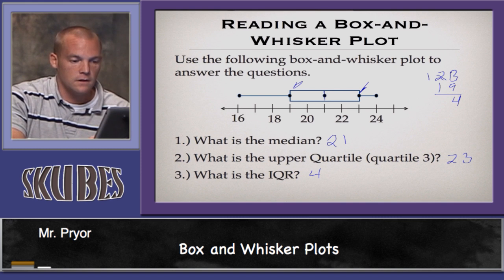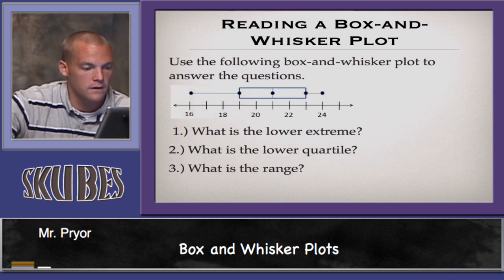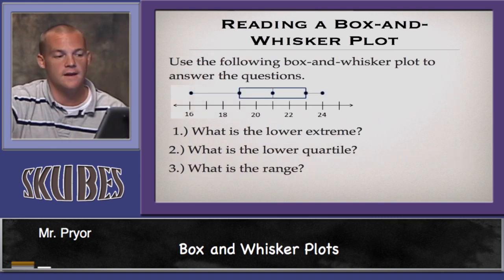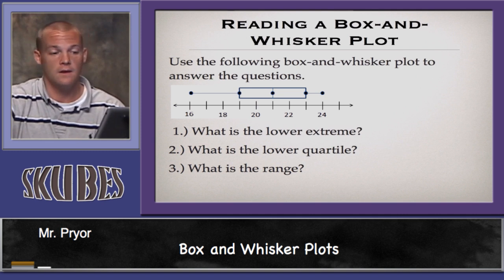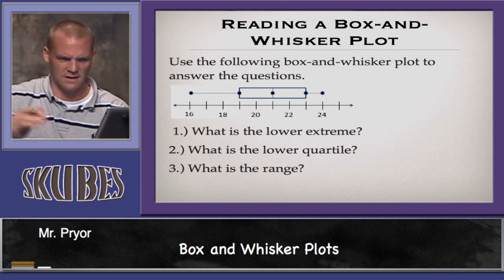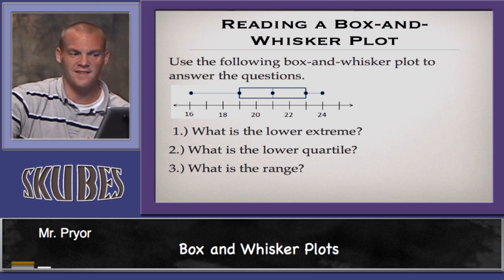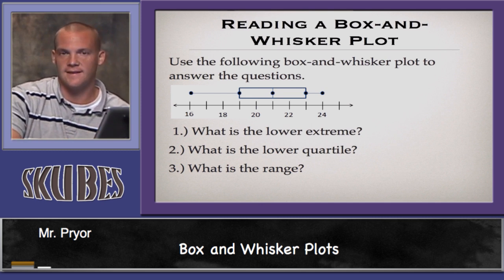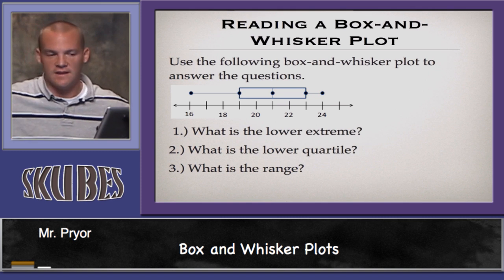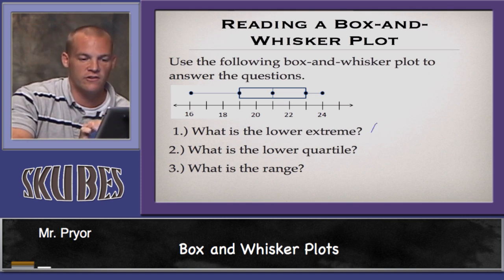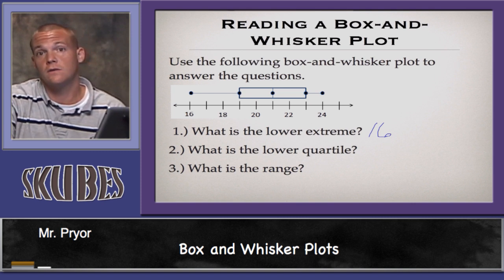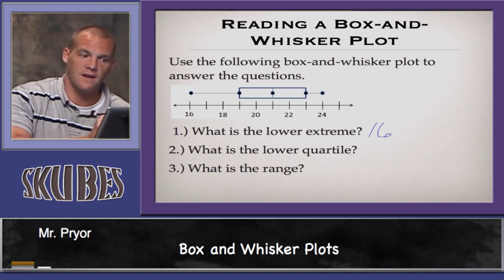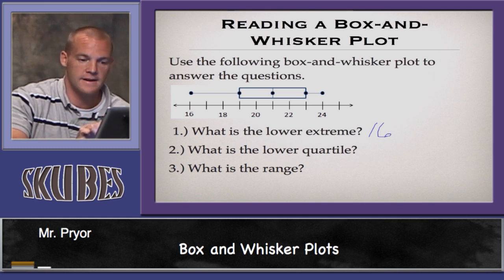All right, let's take a look at another one here. Similar example. This time the questions are, what is the lower extreme? Again, the lower extreme, sometimes referred to as the lower extrema, is going to be 16. It's the lowest number of the whole data set. It's not a part of your box, it's one of the extensions. So the lower extension, in this case, is 16. What is the lower quartile? Again, the lower quartile, also called quartile 1, is the left end of the box. So in this case, that's going to be 19.